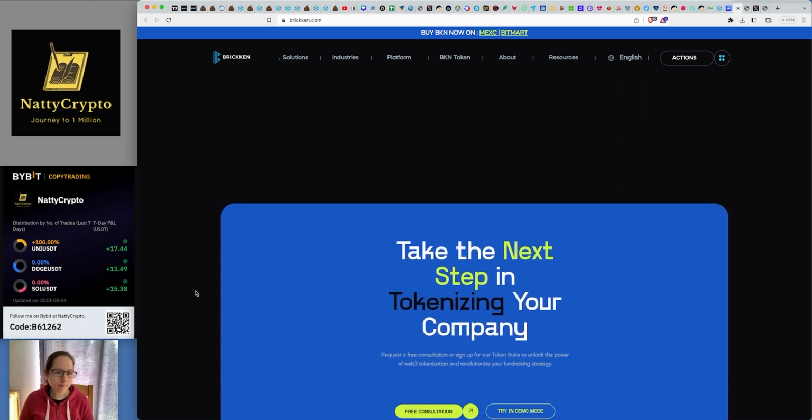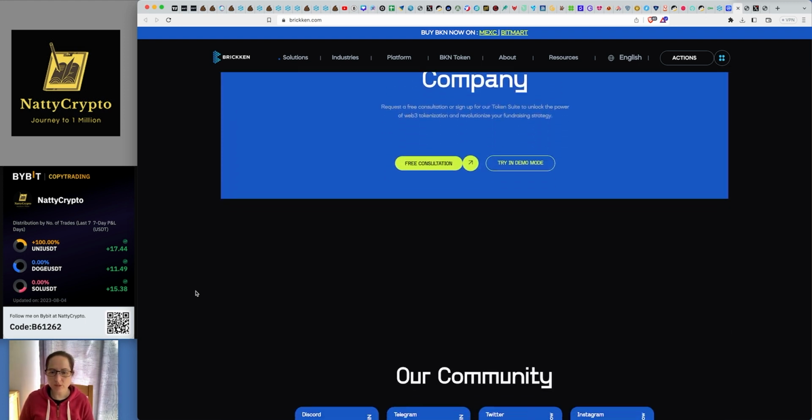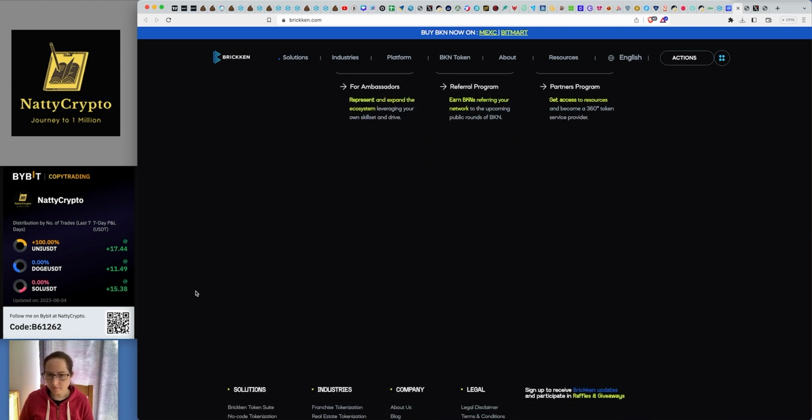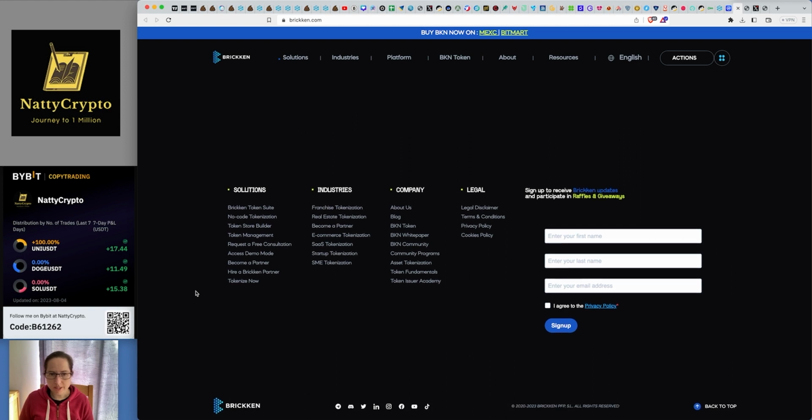Where do I see this going? If it does everything it's saying it's going to do, if people actually use this and utilize its products, I think it could easily do a $20 billion market cap valuation, which is 100 times your money.